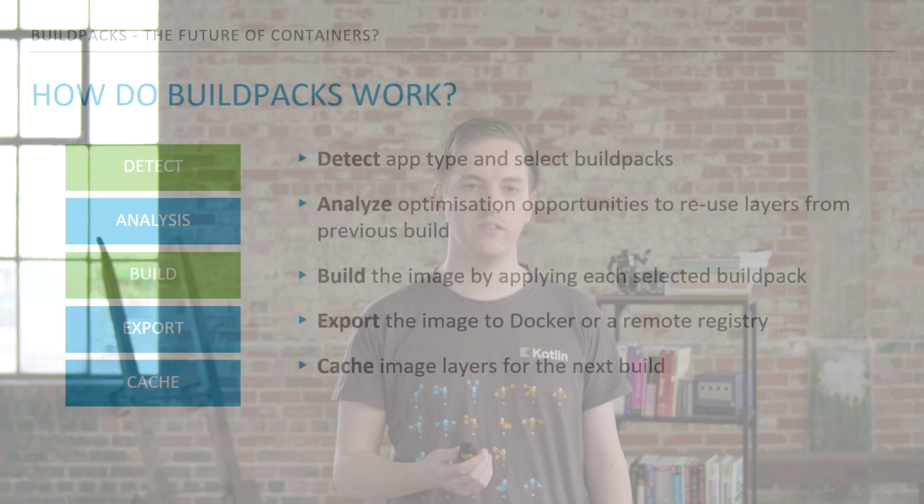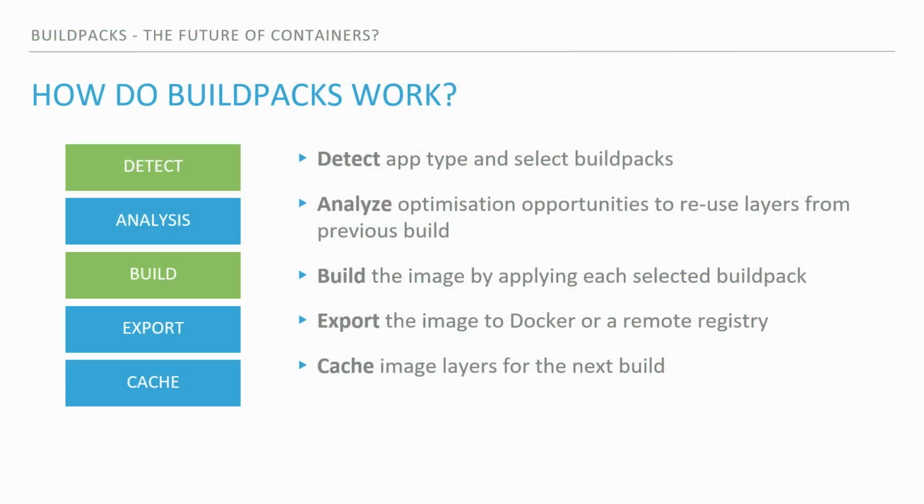How they actually work is we can see the life cycle here. So first of all, it detects what type of apps that you're building, and it selects the appropriate build pack to use. We also have an analysis phase, so it'll analyze and see if there's any areas that it can reuse layers. It does the building, where it actually takes those build packs and runs them against your app, and then it exports them, leaving you with a Docker image that you can push to Docker Hub or your own registry. And then finally, it caches some layers for use in your next build.